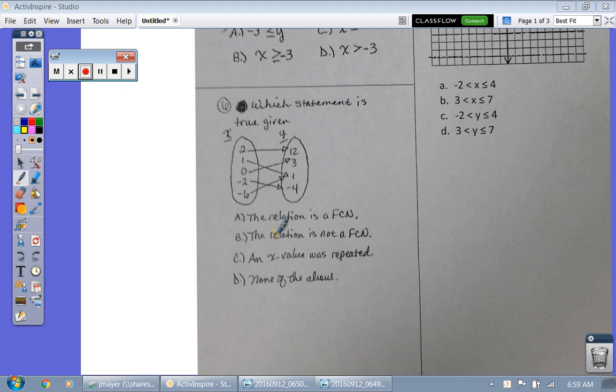Question 6, which statement is true? These are mapped out, so I can write 2, 12. 1 goes with 1. I'm going to write this down. 1, 1. 0 goes with 3. 0, 3. -2 goes with -4. And -6 goes with +1. And as I'm writing this down, I already know that this is a function because none of my x values are repeated. So take a look at A. The relation is a function. That's true.